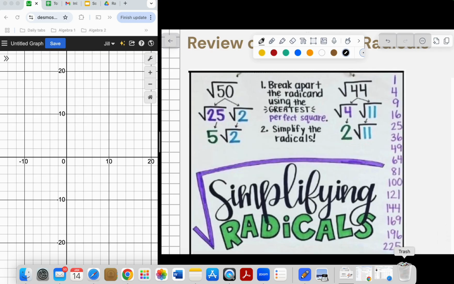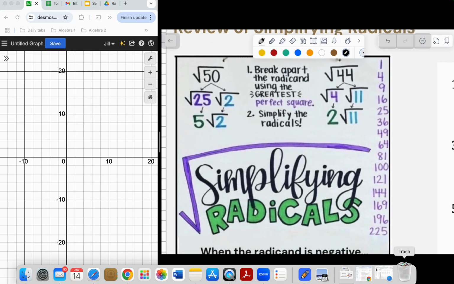examples. So the first step when you want to simplify, say the square root of 50, is you break the radicand, the number underneath the radical, apart using the greatest perfect square or using a series of perfect squares. Either way, it works just fine. Here's a list of the perfect squares over on the right, so we can use that as a reference. We can break the square root of 50 up into the product of the square root of 25 times the square root of 2.